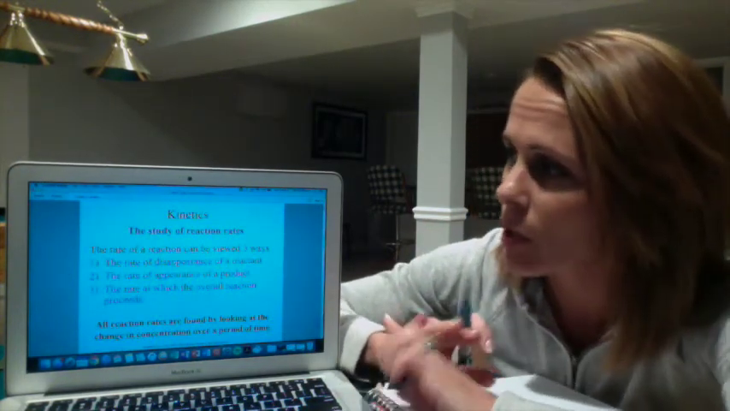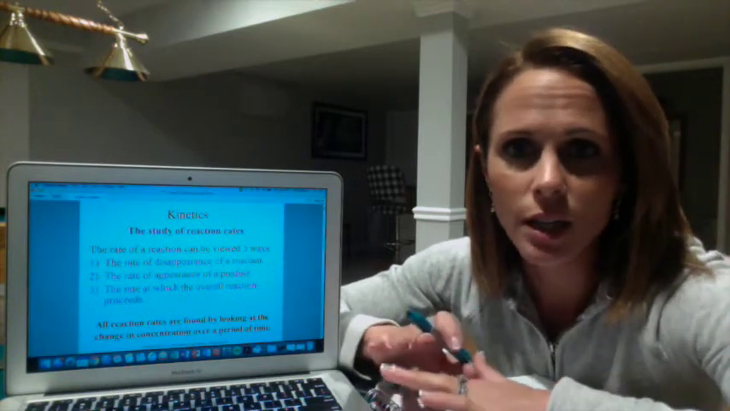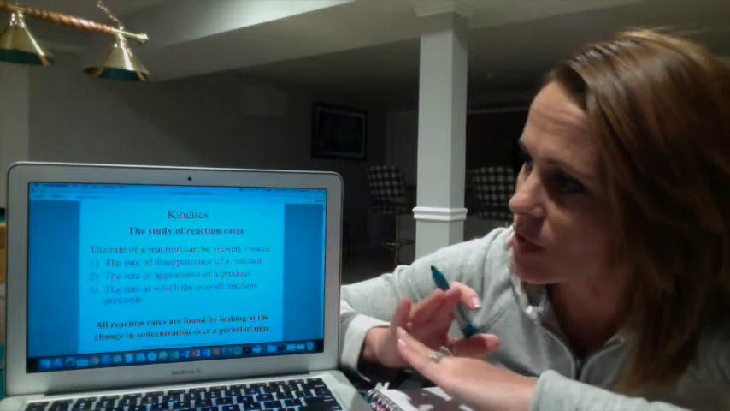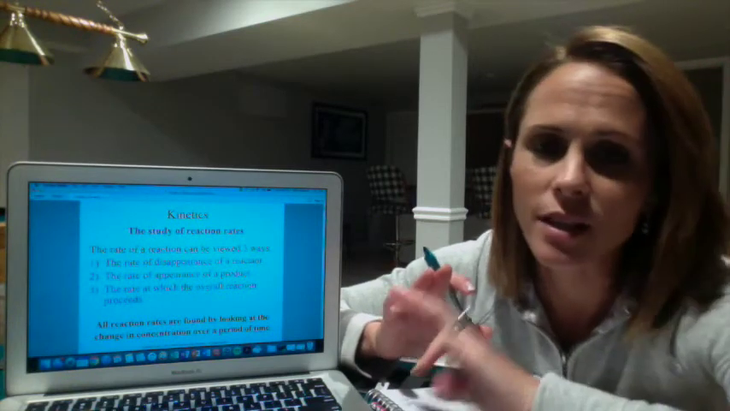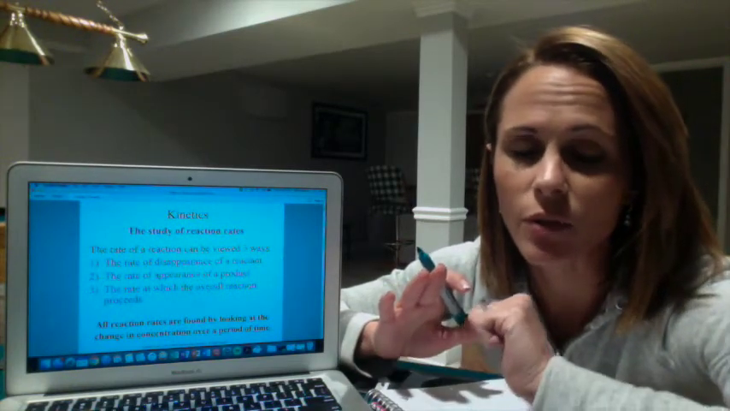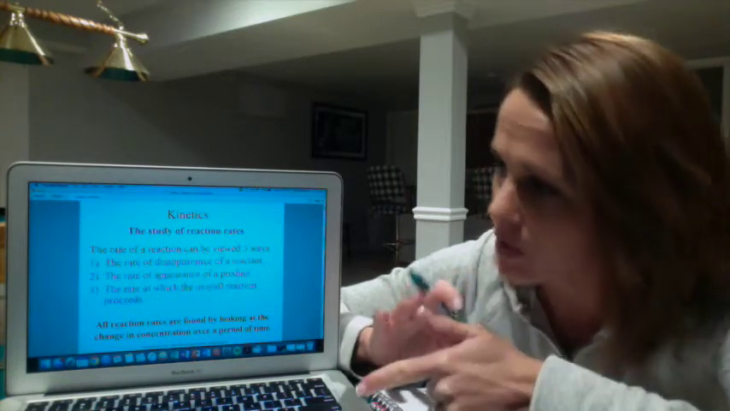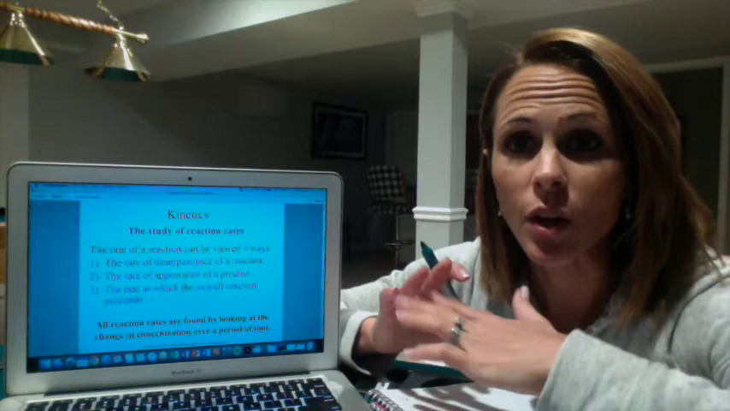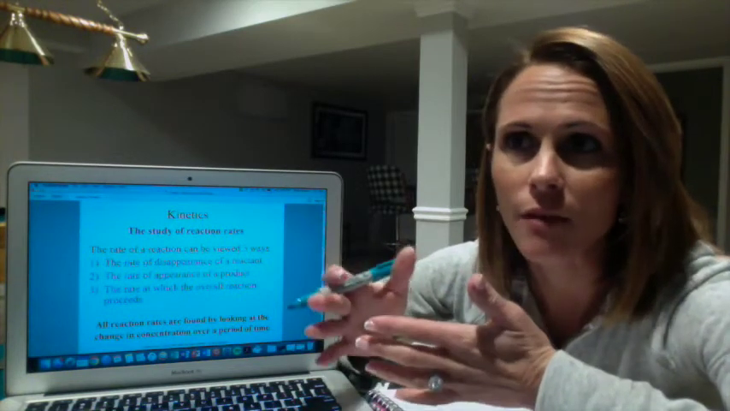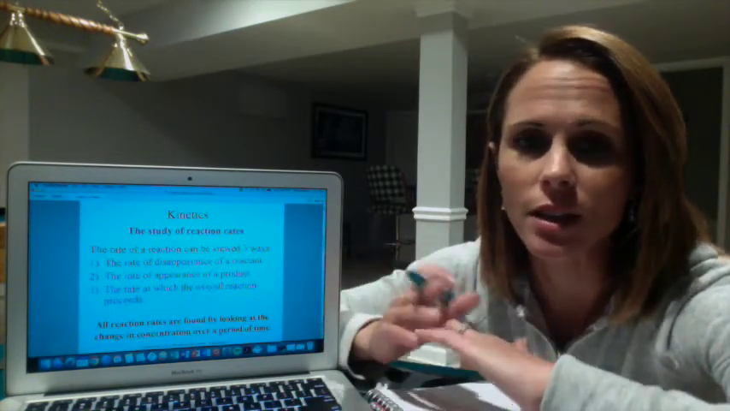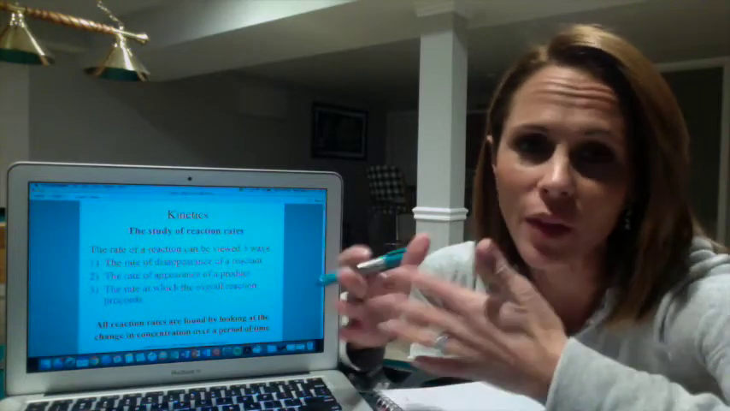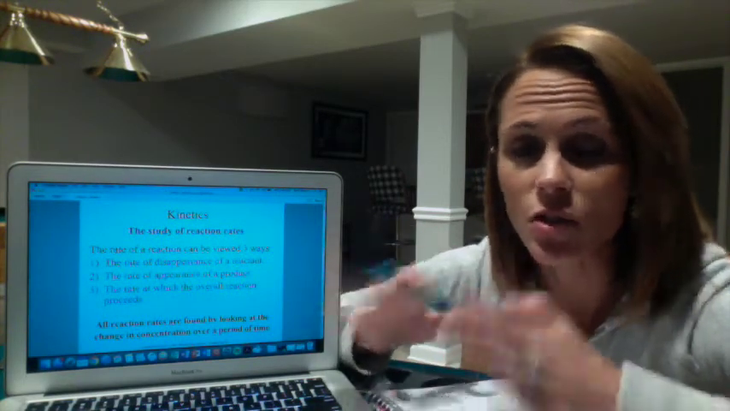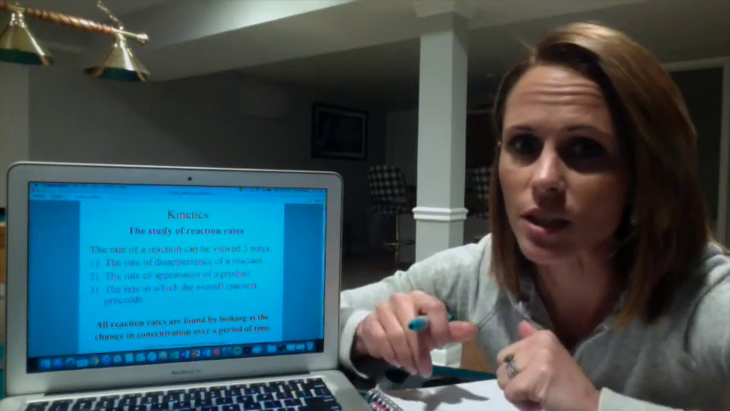All right, so here we are with kinetics, and essentially what kinetics tells you is how fast a reaction occurs. And there are 3 different ways that we can examine the rates of reactions: the rate of disappearance, the rate of appearance, and the rate at which the overall reaction proceeds. If something disappears, we can say it went away that fast. And if something appears, we can say it came about that fast. We can examine this by looking at final and initial spots to see what the concentration is.